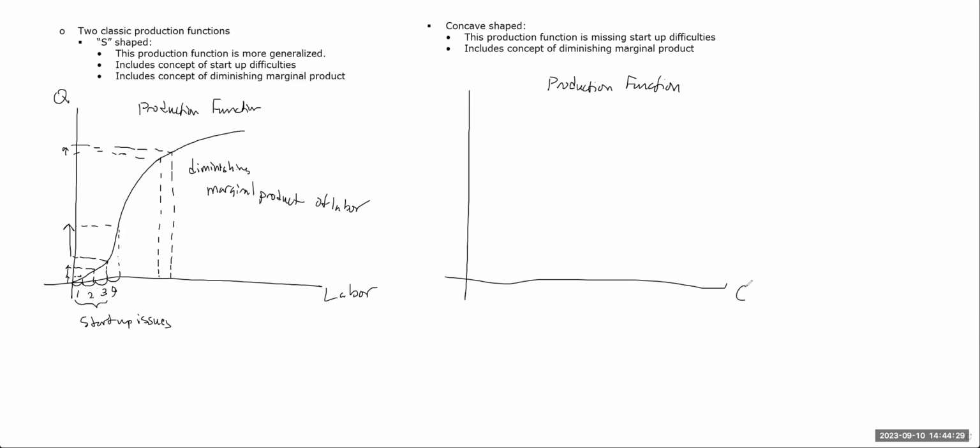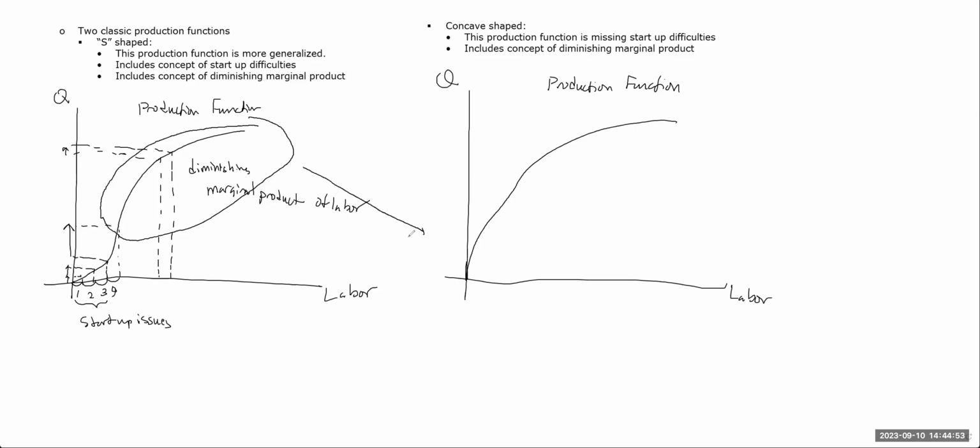Function. Labor. And here's quantity of output. And it looks more like this. It's just this part of the S right here. That's all it is.